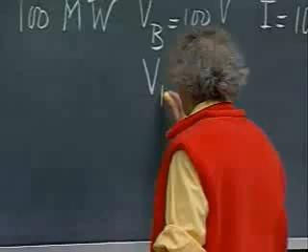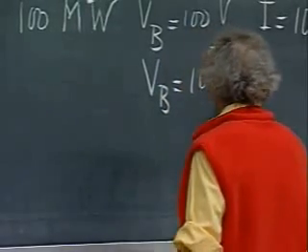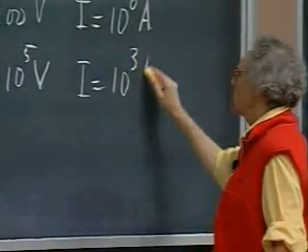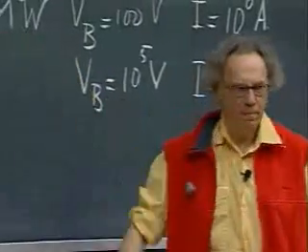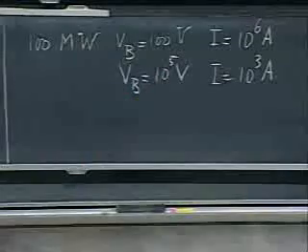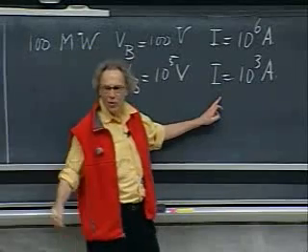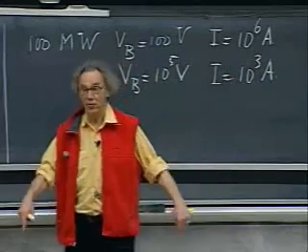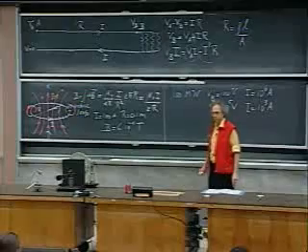Alternatively, suppose that the potential at B in the wire is 100,000 volts, 1,000 times higher. Now the current is only 1,000 amperes. Gives me the same power. In both cases, I am consuming at a rate of 100 million joules per second. But I squared R, the heat loss on the way from the power station to me, is 1,000,000 times lower in this case than in that case, because I is 1,000 times lower. And the heat loss goes with I squared. And so now you understand why electricity, when it is transported from one place to another, is done at the highest voltage possible.